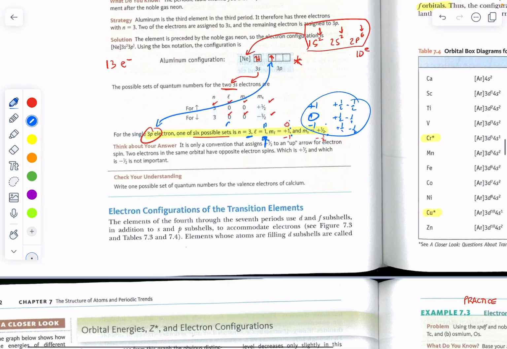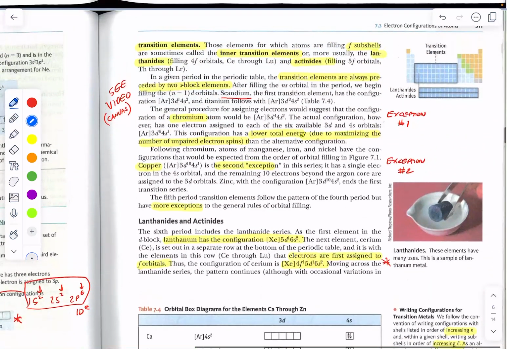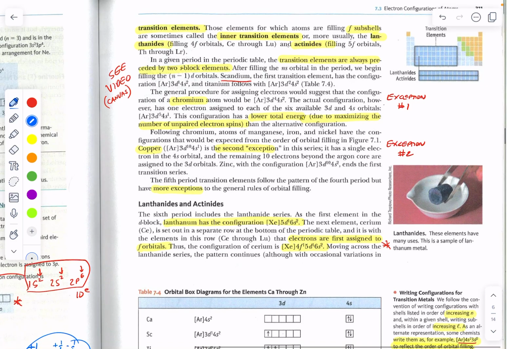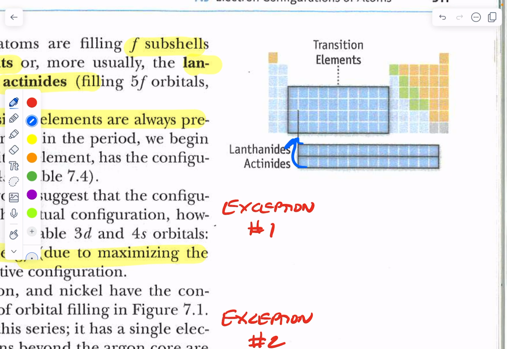Now we come to the transition elements, and when we look at the transition elements, we're looking at the D subshell, and then you have your inner transition elements, because we're going to stick them up. Notice, folks, right here, I'm going to blow this up, that they are put into there, and they're not inserted there.